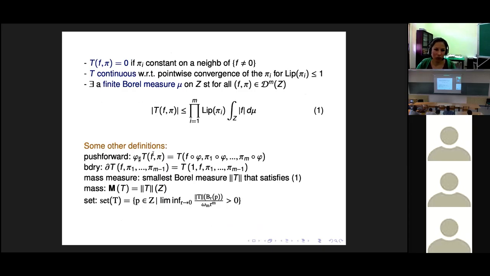Some other definitions: the push forward, which I told you means just compose your entries with the function phi. The boundary just means put a one in the first column, which is a bounded Lipschitz function. Then there is the mass measure, which is the smallest Borel measure that satisfies this inequality. The mass of your current is simply the mass measure evaluated on your whole metric space. And here we have the set of T, the points whose lower density with respect to this mass measure is positive. Anyway, maybe you don't need this because we are actually using this for manifolds.